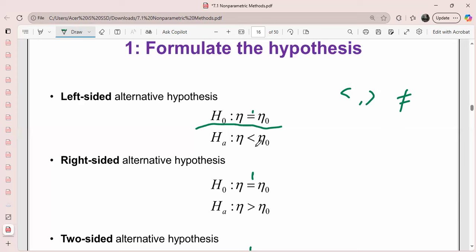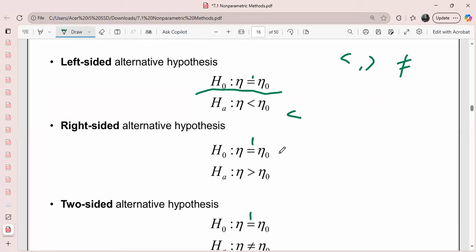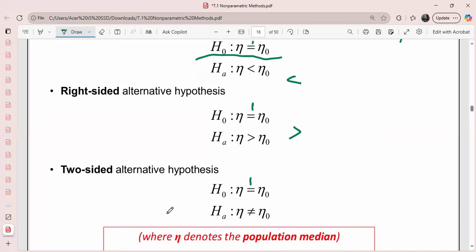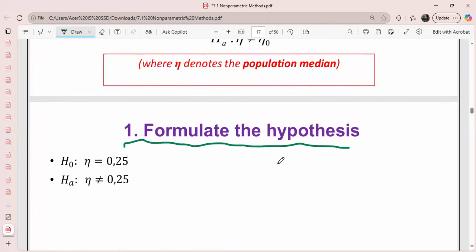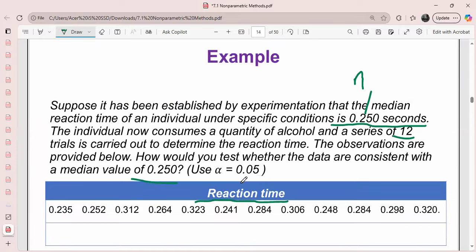Here it's left-sided, they use less than. Here it's right-sided, they use greater than under the alternative. And here it's two-sided, so they use this symbol. Now in step 1, going back to the question, let's see the reason why they used the two-tailed symbol under the alternative hypothesis. By looking at this statement, there's no sentence where they mentioned left-sided or right-sided, greater than or less than. So we assume that it's two-sided.